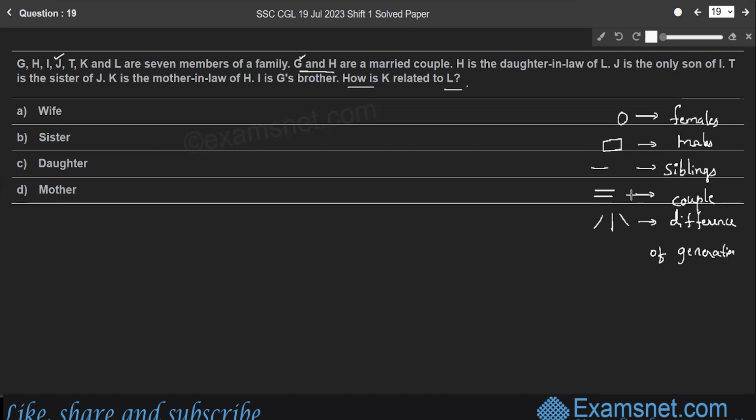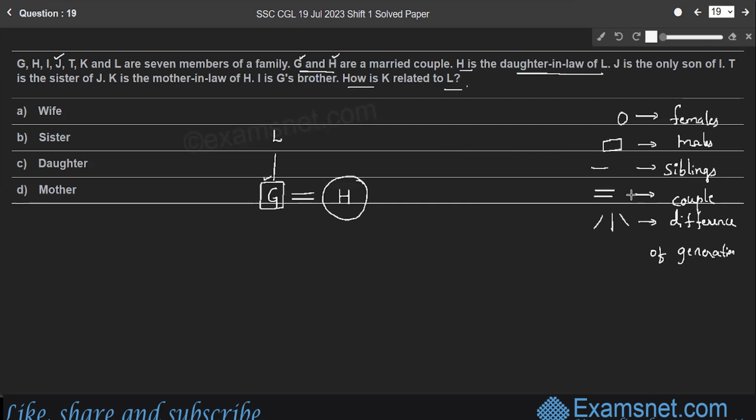So let us consider the given information. Here, G and H are a married couple. Therefore, we use a double horizontal line. And here H is the daughter-in-law of L, right? Therefore, H is a female who is the daughter-in-law of L, which means L is G's parent. So G is the son of L and G's wife is H.